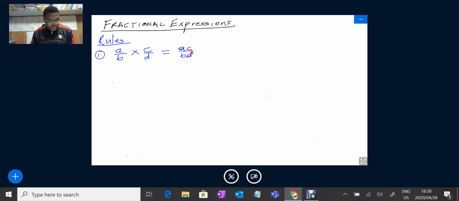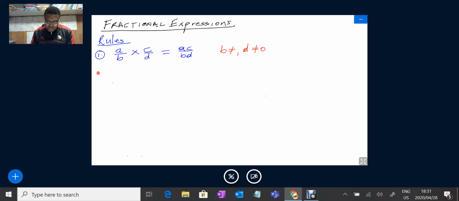Number 2. There is a restriction that the denominators must never be equal to 0. So I'm just going to make this restriction here. Otherwise, the whole thing becomes undefined. So this is the restriction. B must not be equal to 0. And D must not be equal to 0.